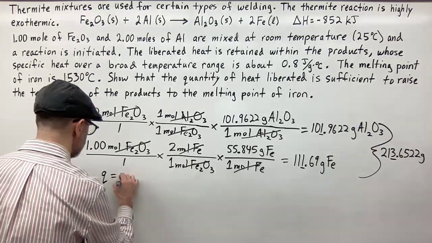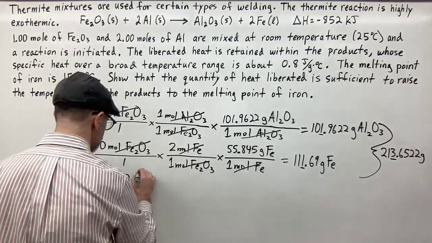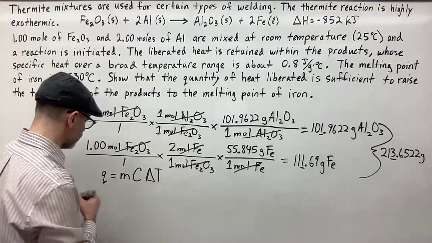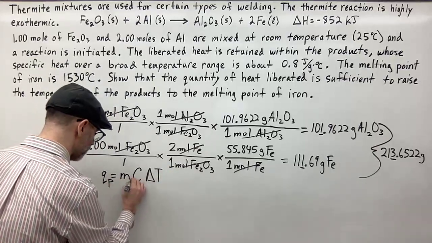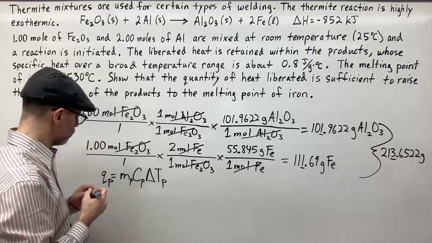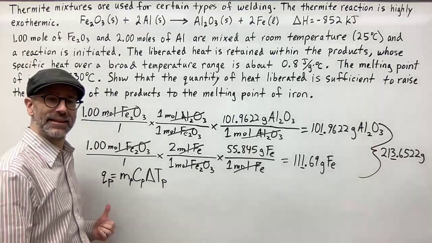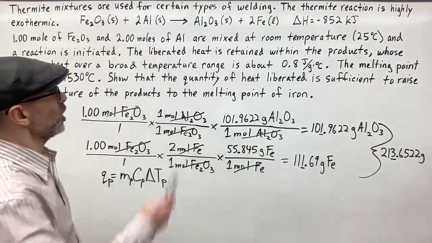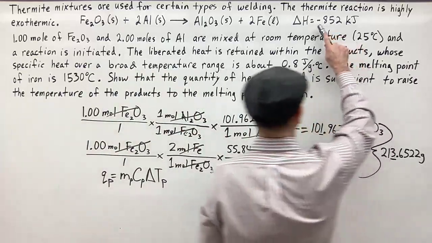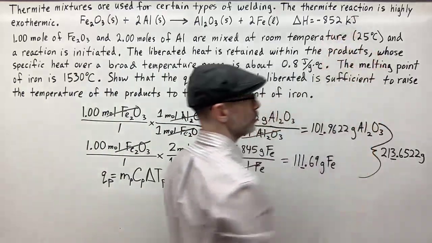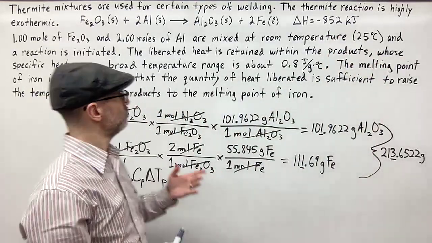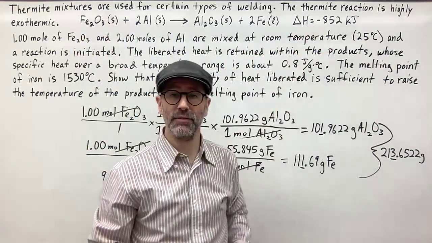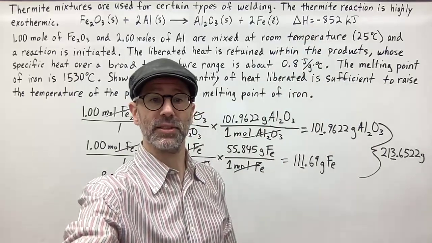So the Q equals the mass times the specific heat times the change in temperature. Here we're talking about the products, so I'll put P for products. So what is the heat that was absorbed by the products? Well, that's the heat that was released by this reaction. We're told that this is negative 852 kilojoules per mole, right? So here we have 1 mole here. So that is going to be the amount of energy that is released.